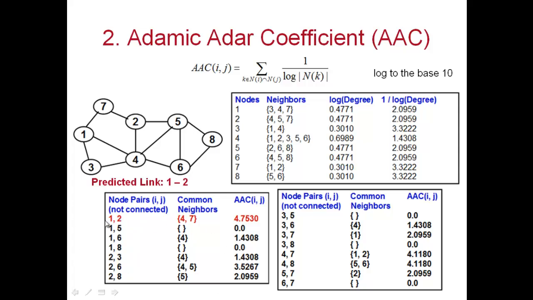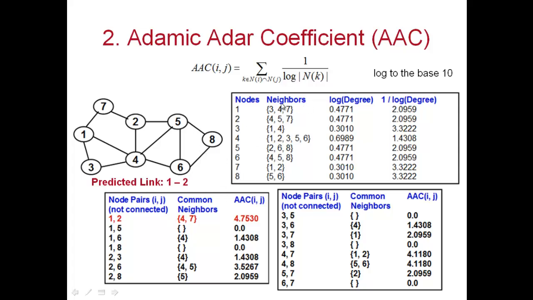So now to find the common neighbors, all you have to do is take the intersection of the set of neighbors. So for the pair 1, 2, you have 3, 4, 7 for 1, 4, 5, 7 for 2. So you just have to find the intersection. 3 is not here, but 4 is here and 7 is here. So just use one set and see if every value there is in the other set. So 4, 7 is the set of common neighbors.